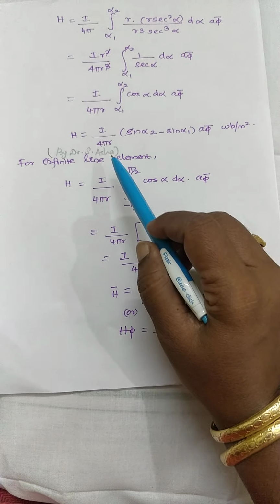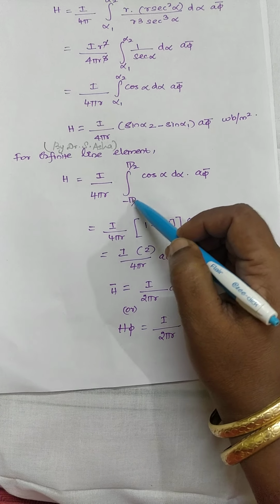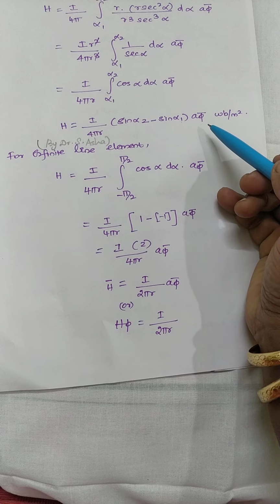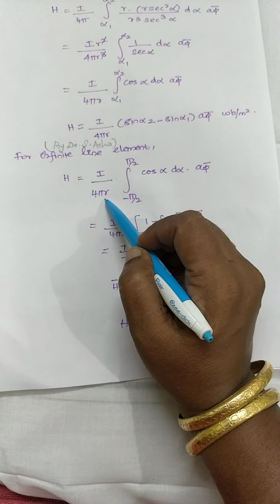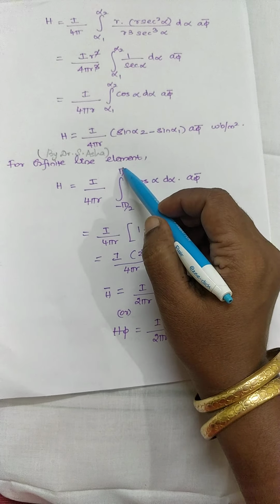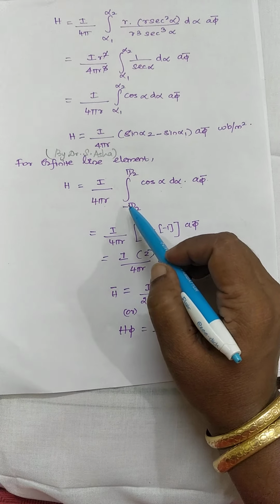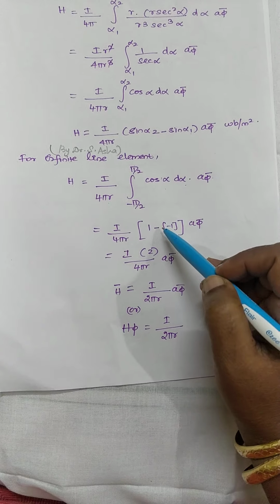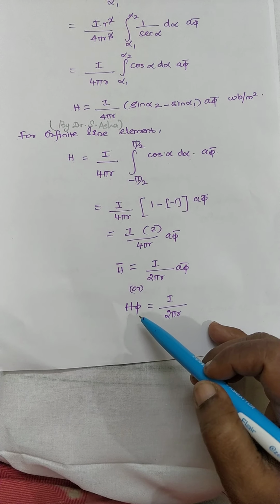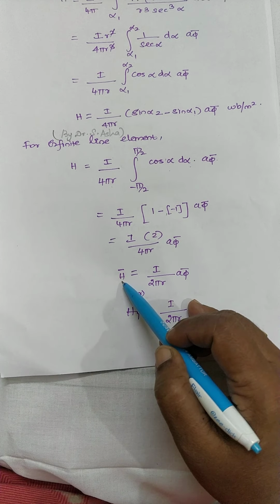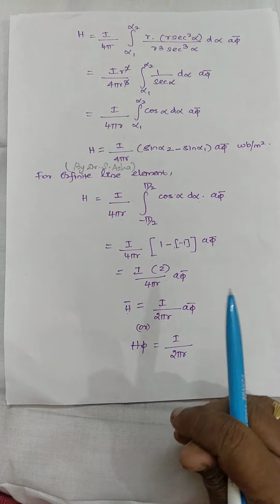But for an infinite line element, what happens to H? As I told you, the limit is from minus pi by 2 to plus pi by 2 if it becomes infinity, as we have seen in the previous analysis. So H is equal to I by 4 pi r, integral from minus pi by 2 to plus pi by 2 of cos alpha d alpha, a phi vector. Now substitute the values of the upper limit and lower limit. It gets reduced to this form. So cancel out the like terms. You are finally left with the equation of the H vector due to the long straight element as I by 2 pi r of a phi vector. Thank you.